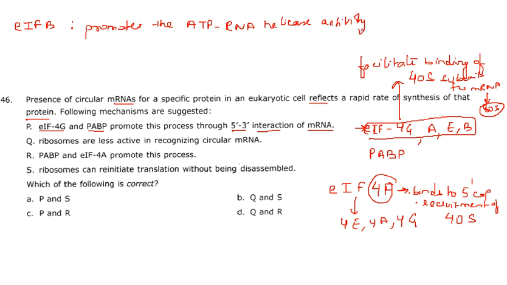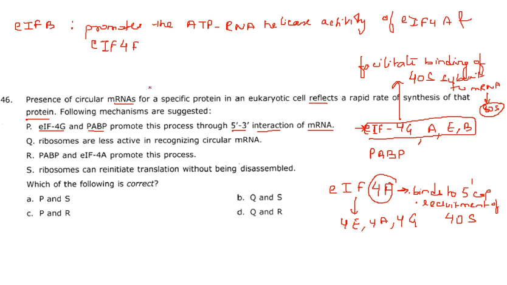Okay, the helicase activity of EIF4A and EIF4F is promoting the activity of 4A and 4F. Okay, and this activity is required to unwind the secondary structure present in the 5 prime region. Otherwise this will impede entry into the 40S subunit.